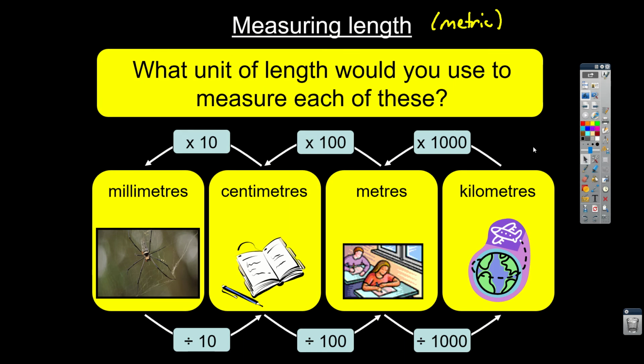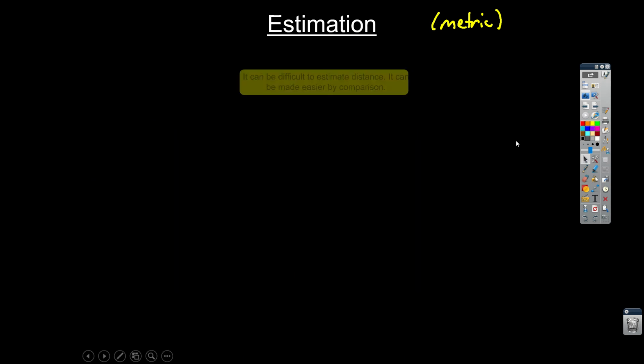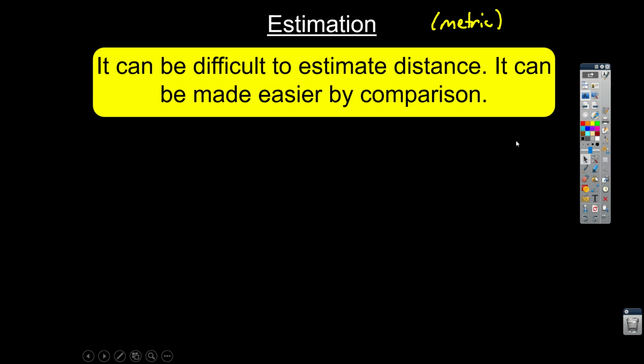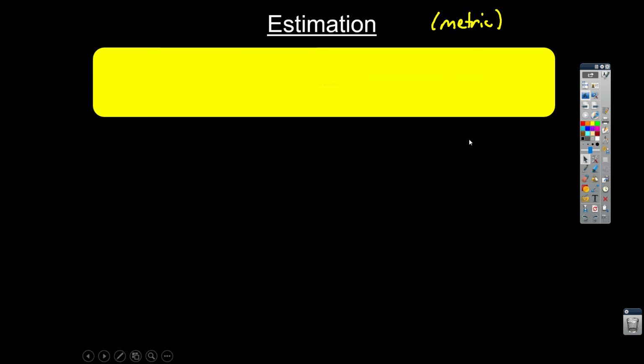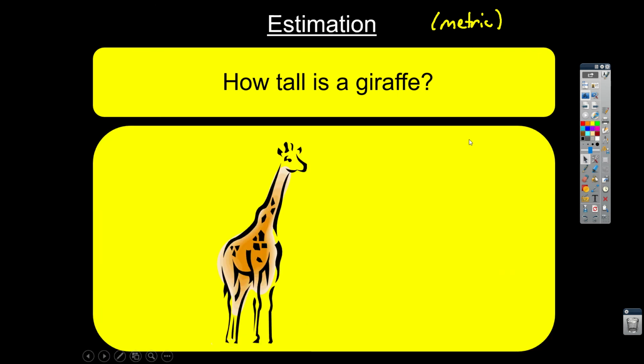Okay, moving on then. So using this picture, we're going to stick to those 4 units of length, and we're going to use them to do some estimating first of all. If you've got a rough idea as to how big these 4 units are, then you can use them to estimate how big things are. So let's think about how tall is a giraffe. Let's think of a picture of one.